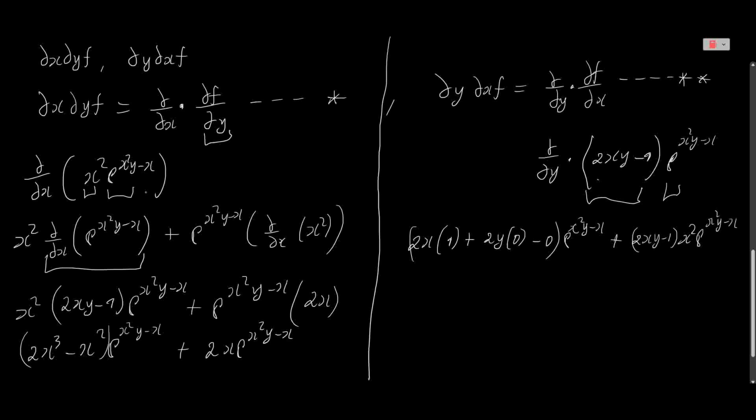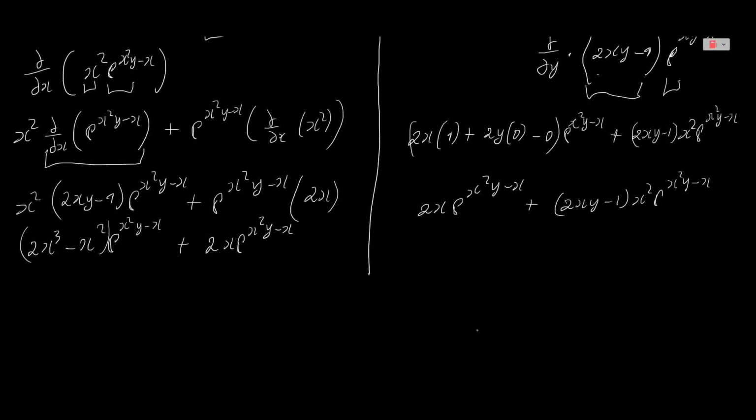Simplifying this, we are going to have 2x e raised to the power x squared y minus x plus 2xy minus 1 x squared e raised to the power x squared y minus x. So we can factor out e raised to the power x squared y minus x. We're going to have 2x.